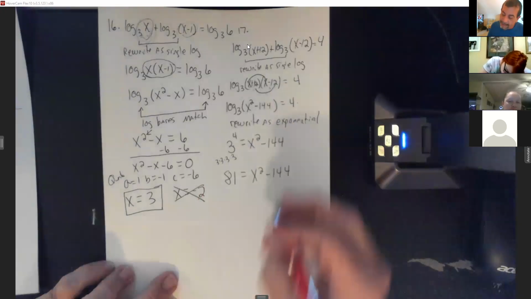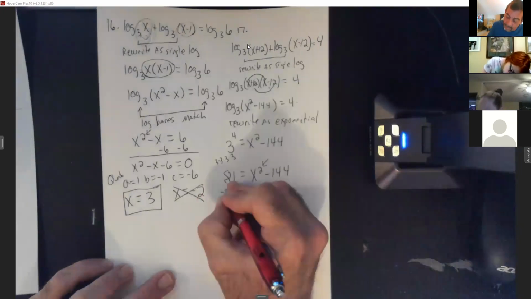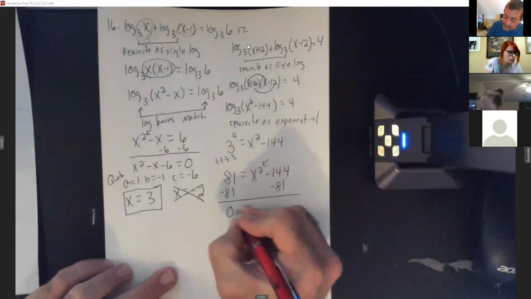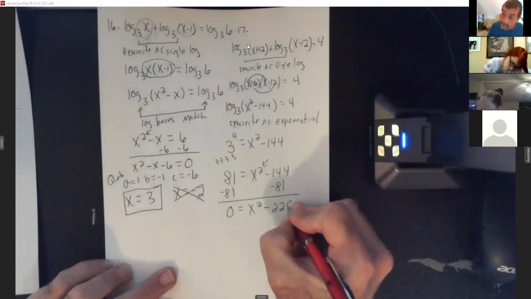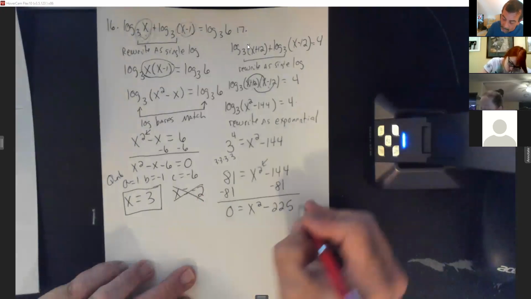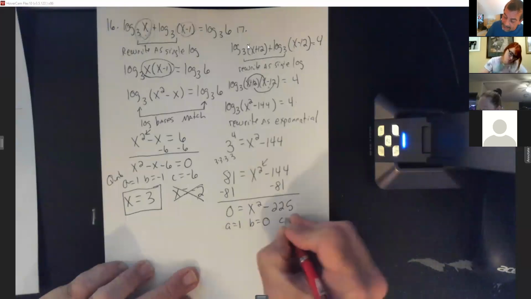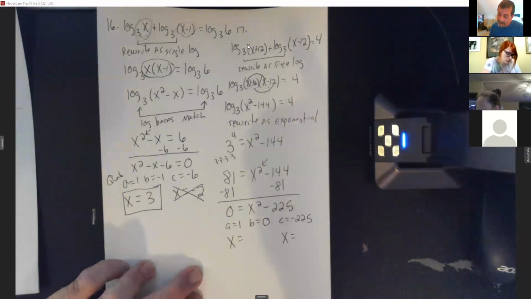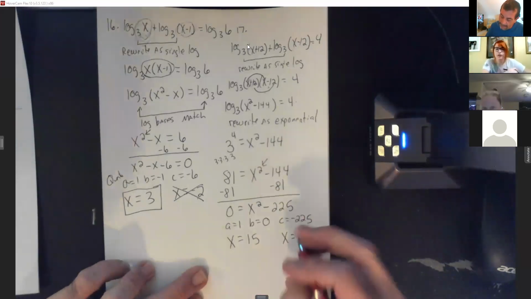So y'all notice we got the x squared term, so I'm going to get everything on one side equal to 0. So let's minus the 81. So I get 0 equals my x squared minus, I think that's what, 225? Yep. You want to use the quadratic formula. A is 1, B is 0 because there's no x, and C will be negative 225. That's going to give you two answers. It should give me one answer of 15 and a negative 15.